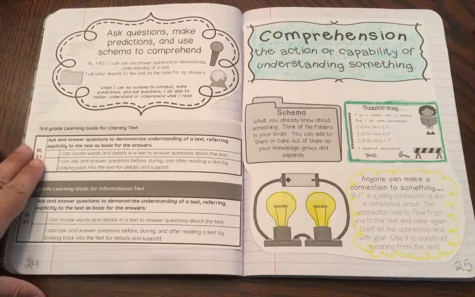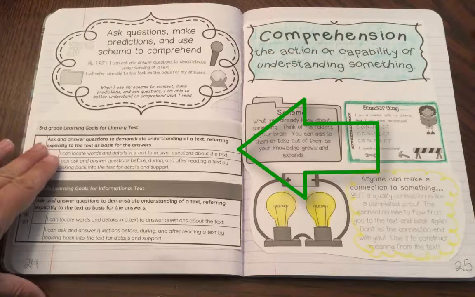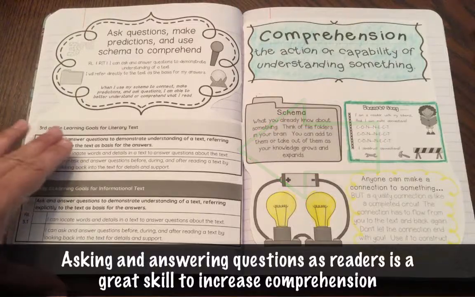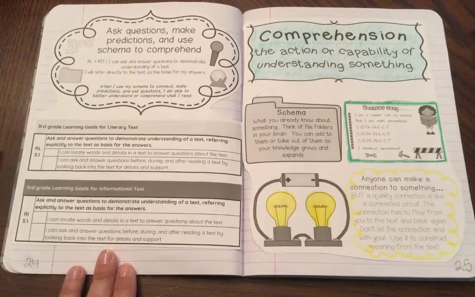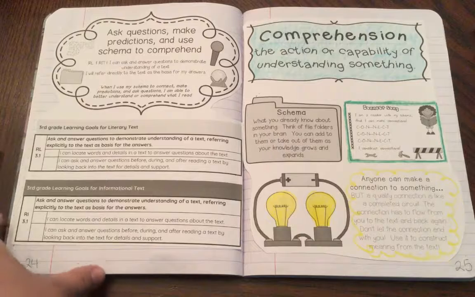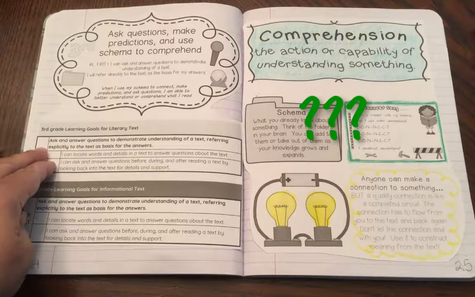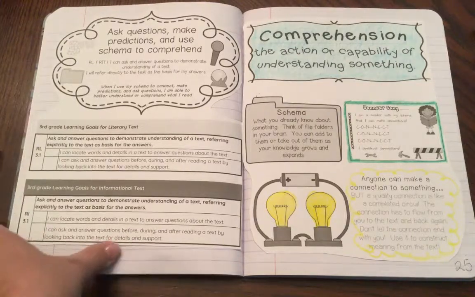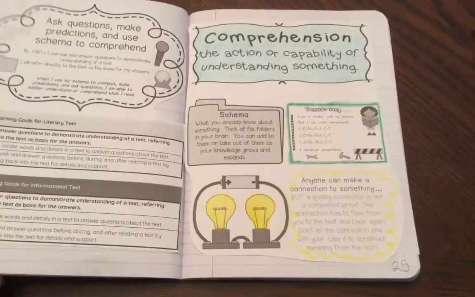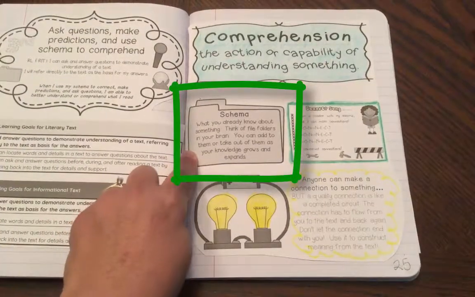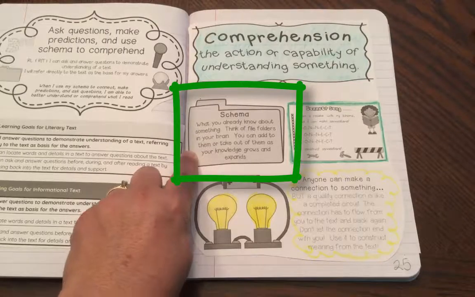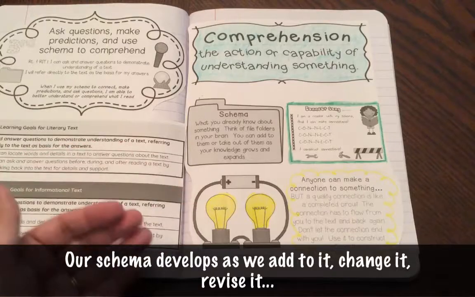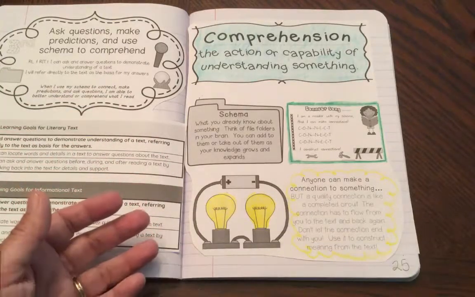Now, a great strategy or skill that we use as readers is asking and answering questions. And so these are our learning goals for our literary text and our informational text. They're really the same. They're about asking and answering questions as readers. Now, when we think about schema, it's what we already know about something. It's like file folders in our brain. We can add to them, put things in, take them out as our knowledge grows and expands.